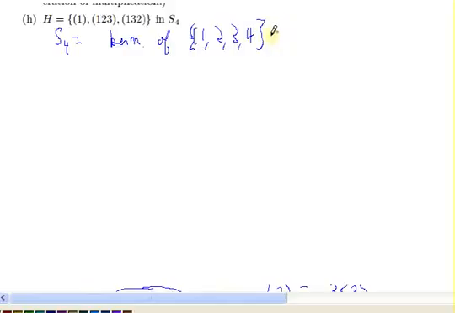If you think about it, how many elements does this have? Well, it has 4 factorial elements because 1 can go to anything, so that's 4 possibilities. Then once the image of 1 is fixed, 2 has 3 remaining possibilities. Once 1 and 2 are fixed, 3 has 2 remaining possibilities, etc. So that has 4 factorial elements, equal to 24. And here the order of H, of course, is equal to 3.